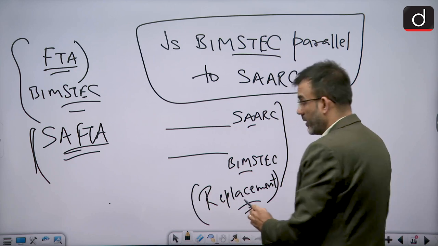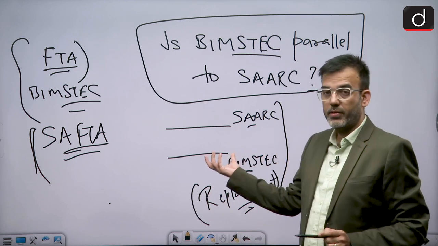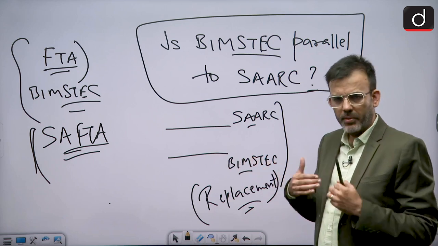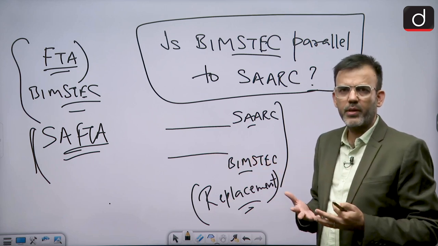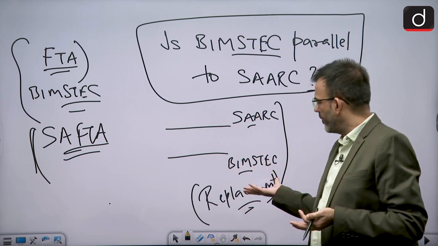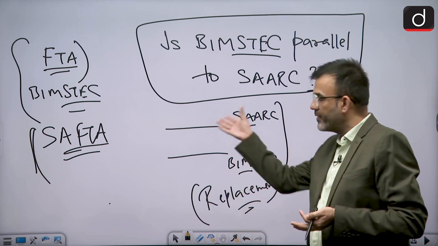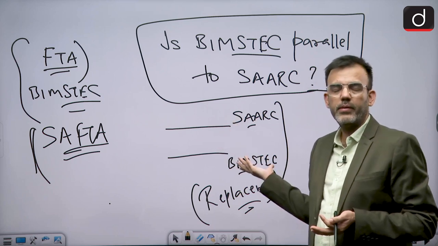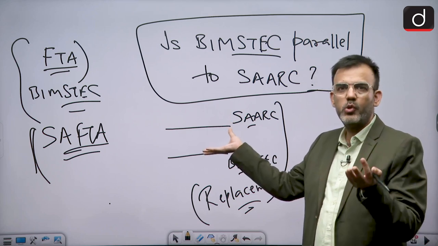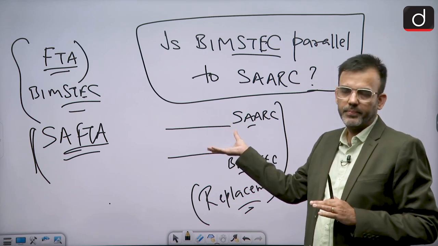This means that when BIMSTEC was created, and the main force behind BIMSTEC was obviously India, it was sort of India trying to replace SAARC by a new organization. So, this is one situation of parallelism.